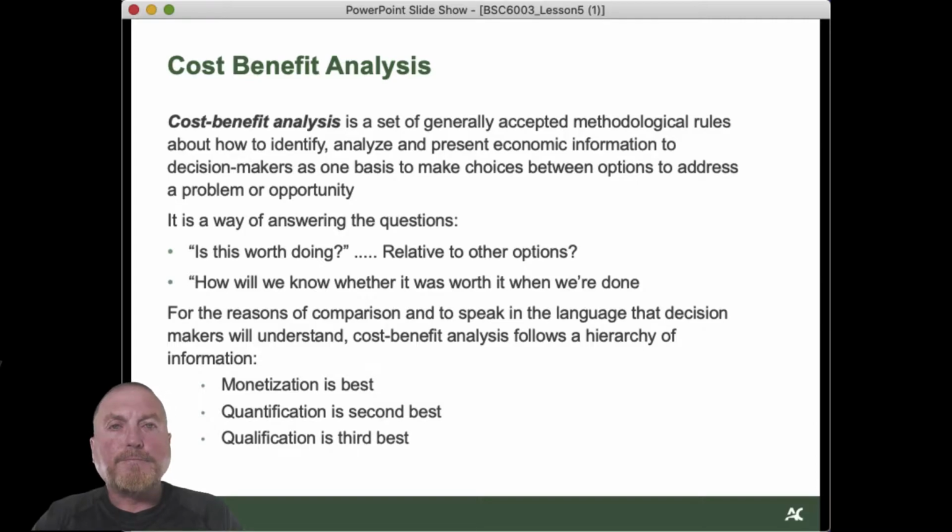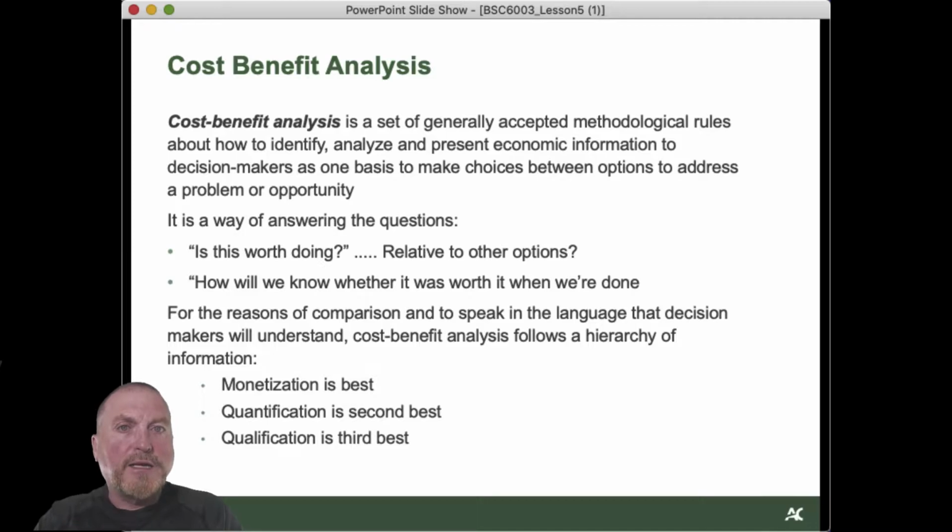All right? Now, another key consideration in cost-benefit analysis is what we call the hierarchy of information. Cost-benefit analysis, being an economic analysis approach, adopts this hierarchy of information. Monetization is always best, okay? Is monetization always best because we're money-grubbing economists and we don't really care about values and ethics and all that kind of stuff? That's complete nonsense, okay? We use monetization for a couple of reasons.